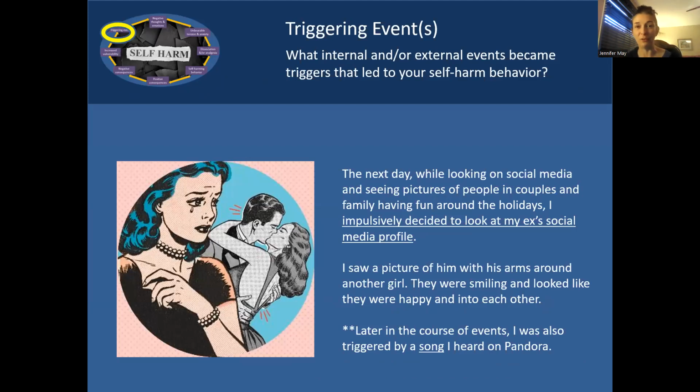Looking on social media, which you might do every day anyway. So what's making it different today? Well, I had these vulnerability factors. Looking at social media, I'm seeing pictures of people and couples dressed for the holidays, their kids, and everyone's looking so happy. I'm judging what people look like and assuming these things. And I'm seeing all this stuff, feeling lonely. I decide impulsively to look at my ex's social media profile.